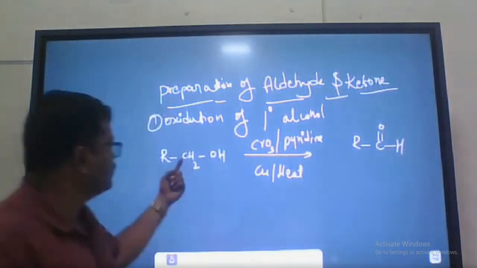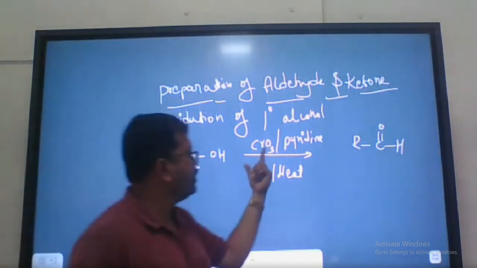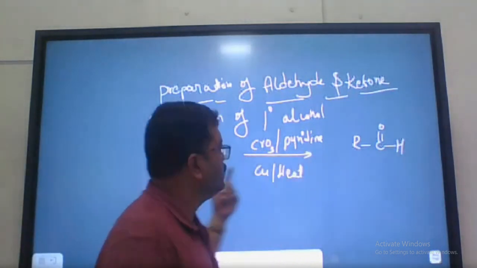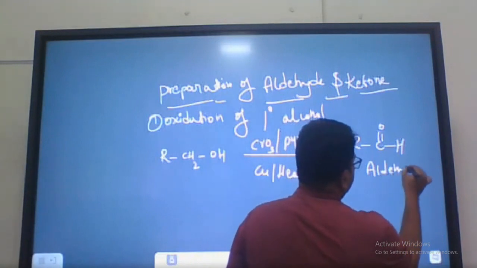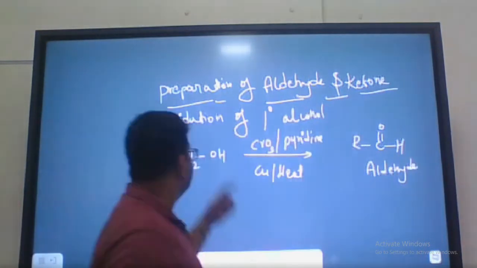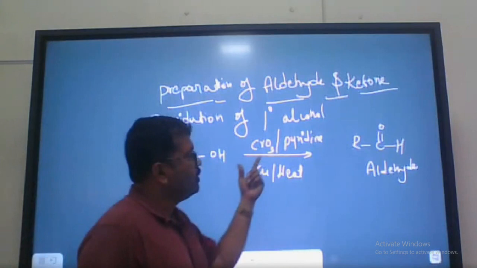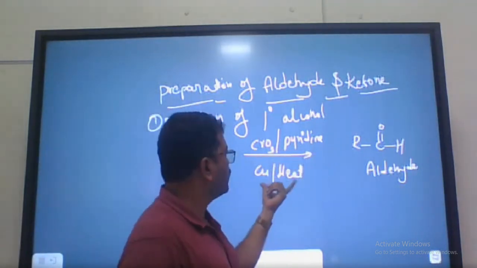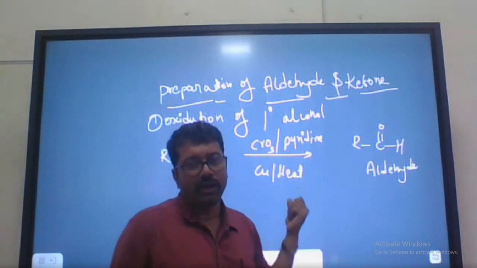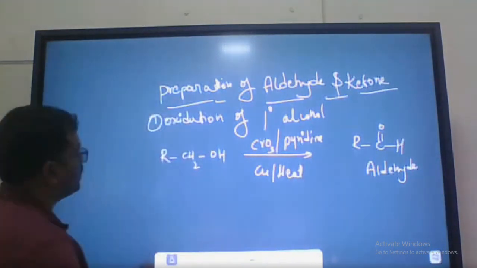So there is oxidation, where hydrogen is removed from the carbon. That is called oxidation, and it forms aldehyde. The oxidation of primary alcohol with chromium trioxide in pyridine, or copper and heat, gives aldehyde. This is the one method of preparation.